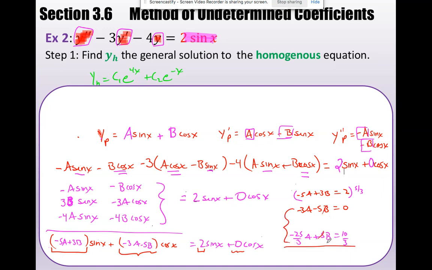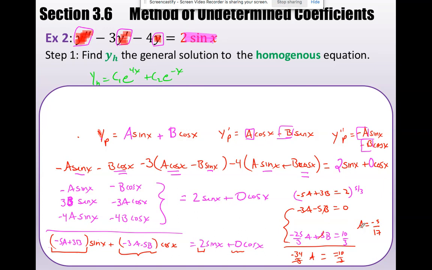So we get 10 over 3. And what is that? Negative 9 over 3 and negative 25 over 3 is negative 34 over 3. Multiply through by 3. A is equal to, what is that? 10 over negative 34, so negative 5 over 17.